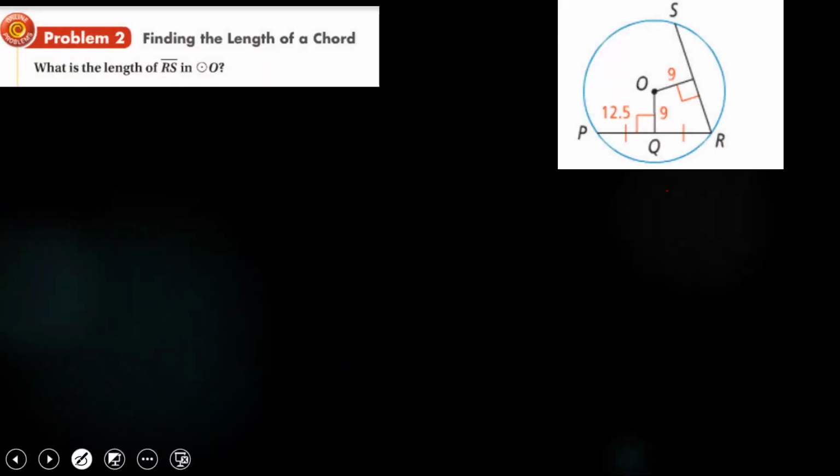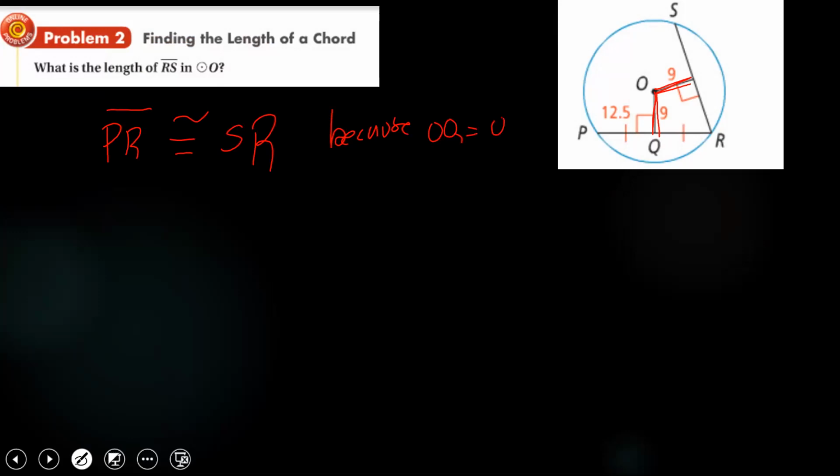Let's solve this problem now. Find the length of a chord. Look here, these two chords have the same distance from the center, since the segments go up to the chords and are perpendicular to them. Since OQ is equal to OT, the chord PR is congruent to the chord SR.